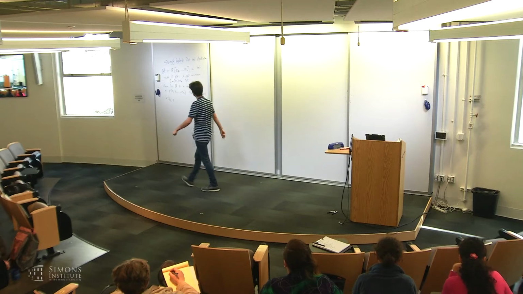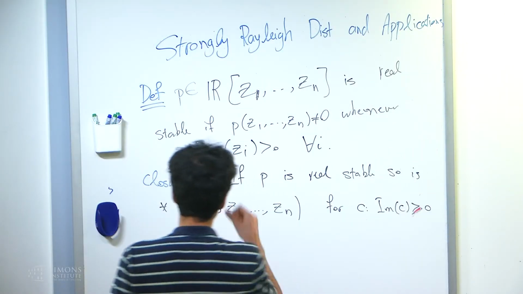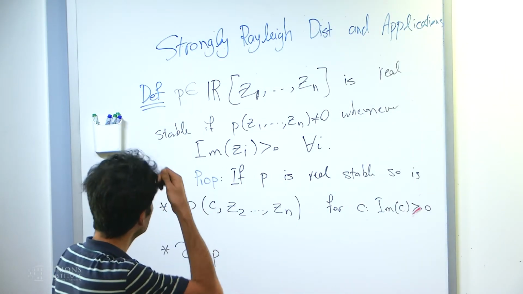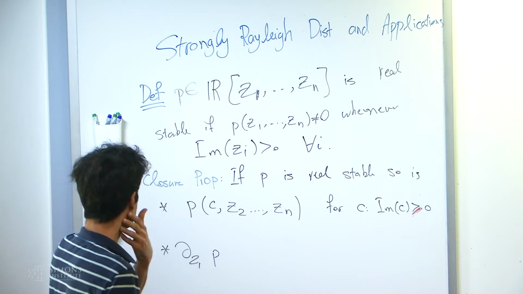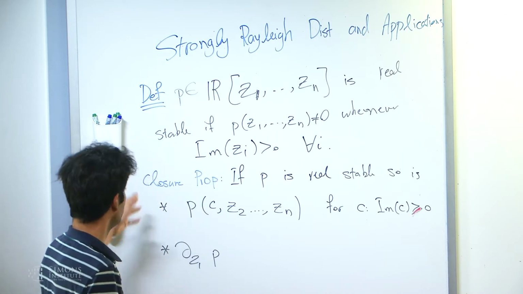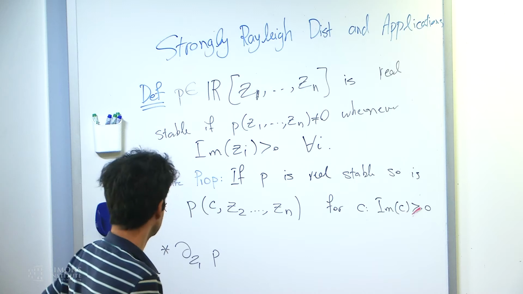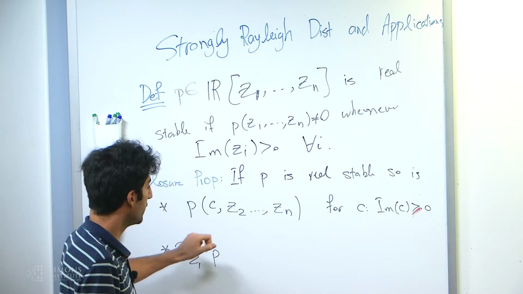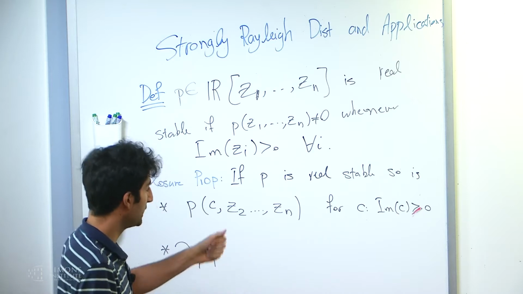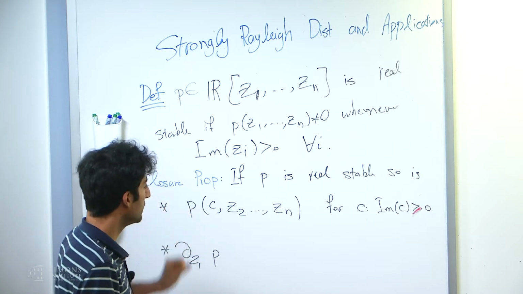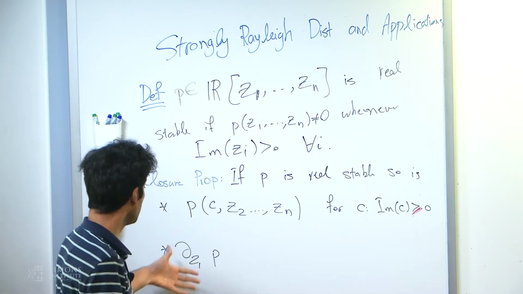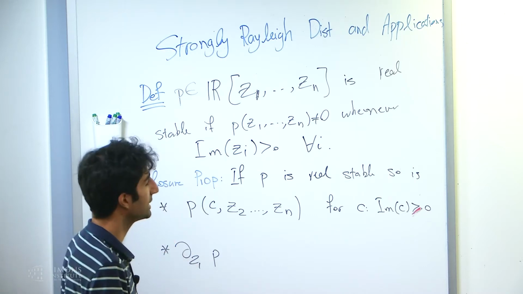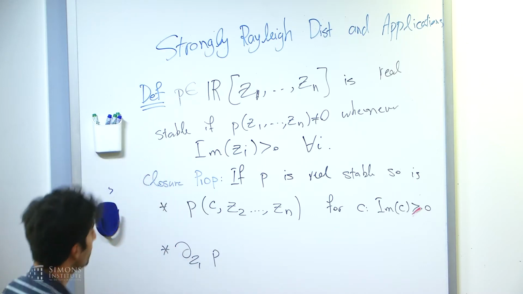Just to remind you of what we talked about yesterday, we said that a polynomial P is real stable if it has no roots in the upper half complex plane. We talked about many closure properties of these real stable polynomials. For example, if you plug in a real number or a complex number with non-negative imaginary value, the resulting polynomial remains stable. If you do partial differentiation, it remains stable, and so on.